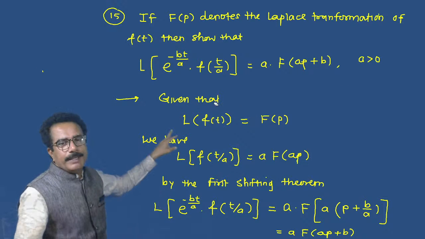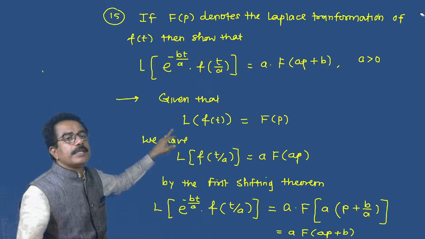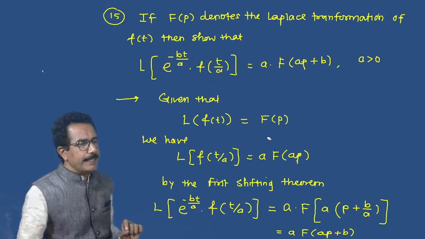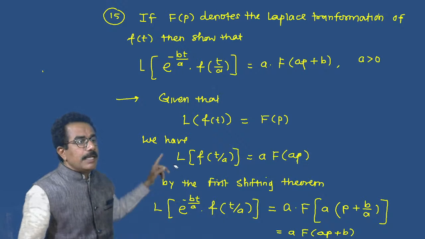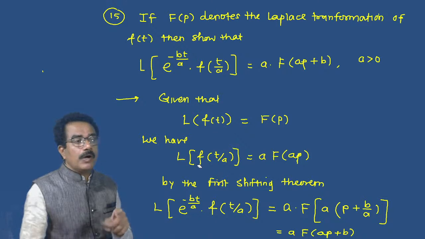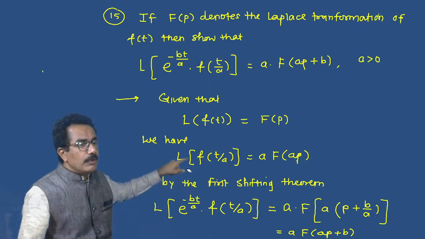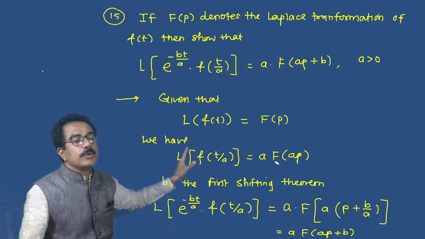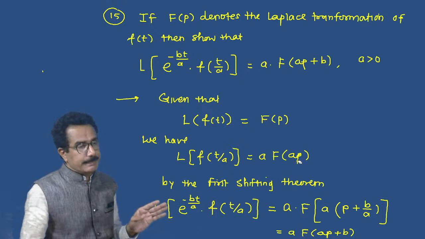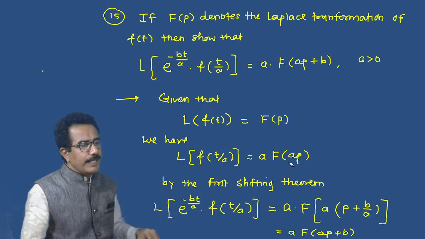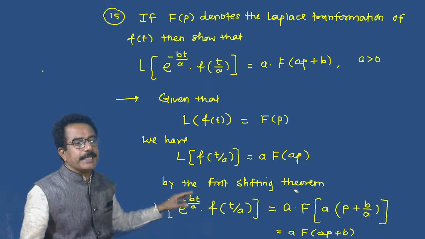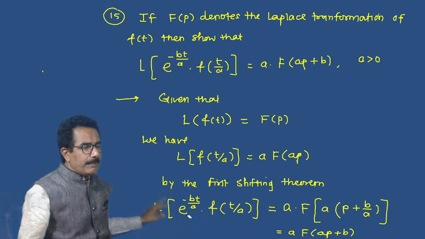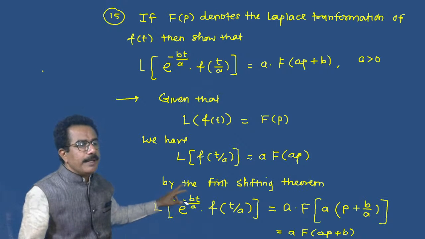Given that the Laplace transformation of f of t is equal to capital F of p. Now we have another theorem, already proved, which states that the Laplace transformation of f of t by a is equal to a into capital F of ap. By the first shifting theorem, now we have to use it on the Laplace transformation of e raised to minus b by a t.